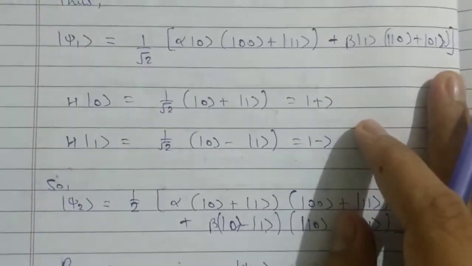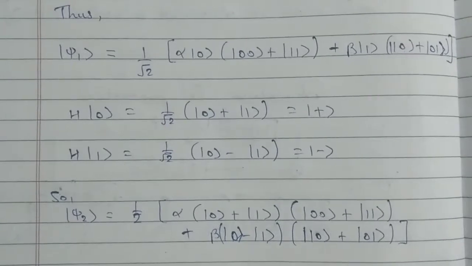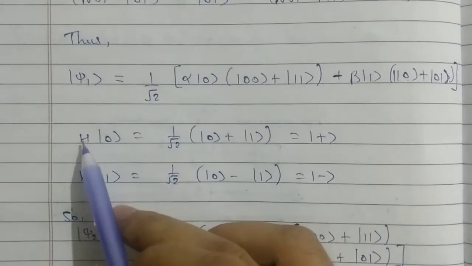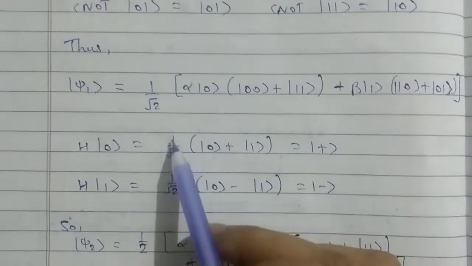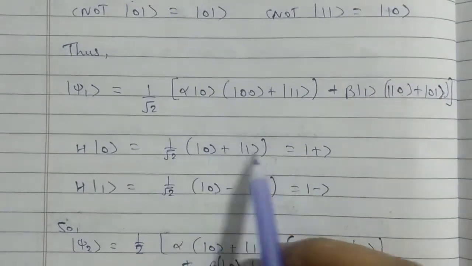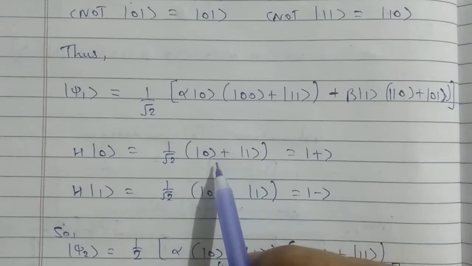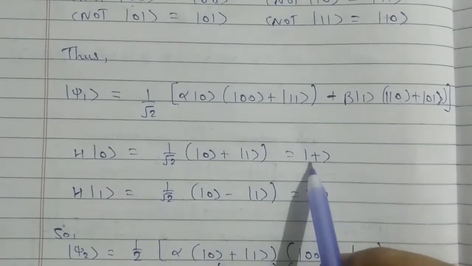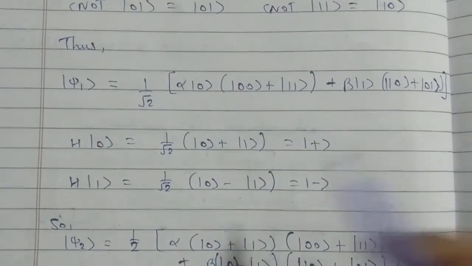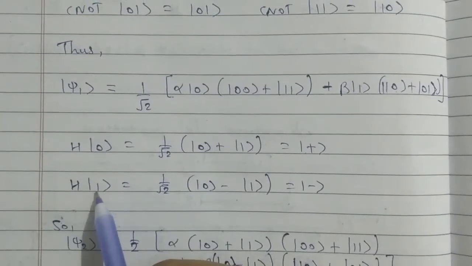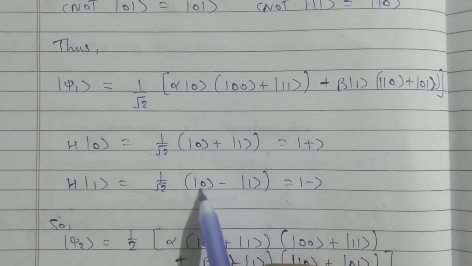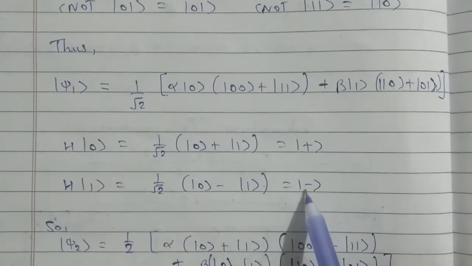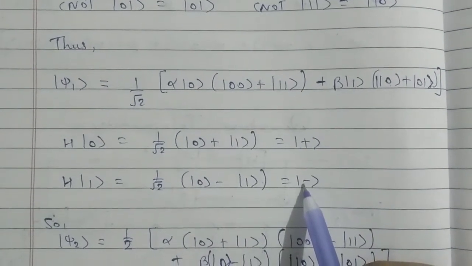Okay, now let's talk about the Hadamard gate. So what does the Hadamard gate do? If you apply the Hadamard gate on qubit 0, we'll get the result 1 by root 2 (0 plus 1). This state can be represented as the plus state. And again, if we apply the Hadamard gate on 1, we'll get the result 0 minus 1, and this can be represented as the minus state.